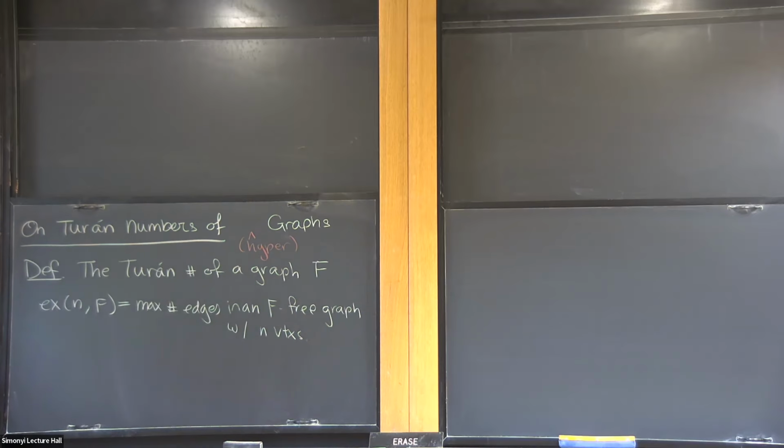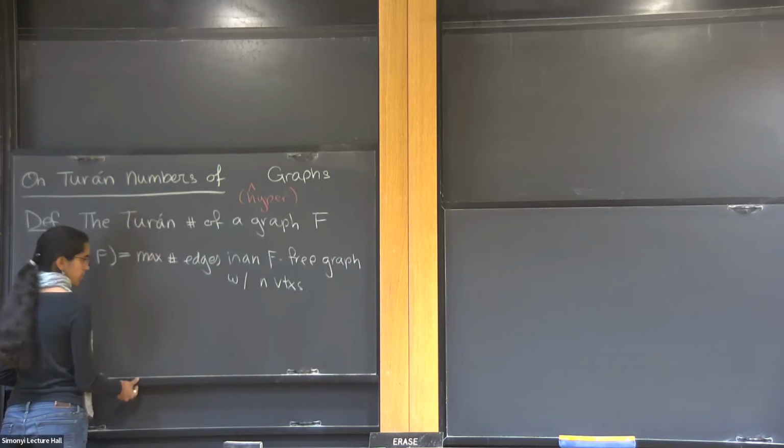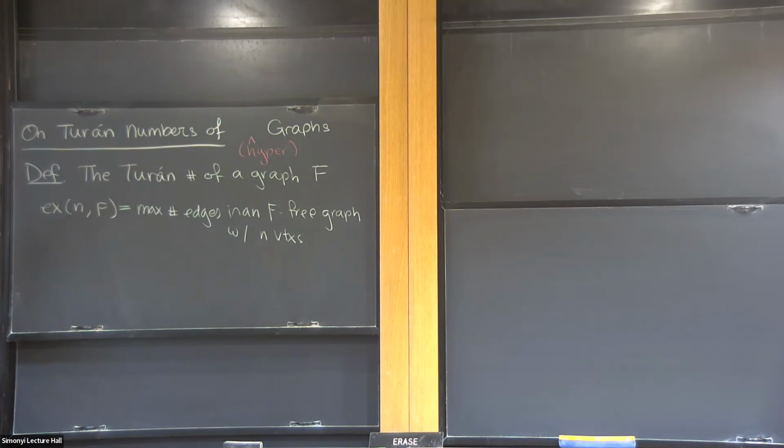So the natural question is, what is this quantity? What is it asymptotically? For the first few results I'll show, we can actually determine what this quantity is exactly. But in general, as we'll see, it's not actually reasonable to try to figure out what the extremal graph is exactly.